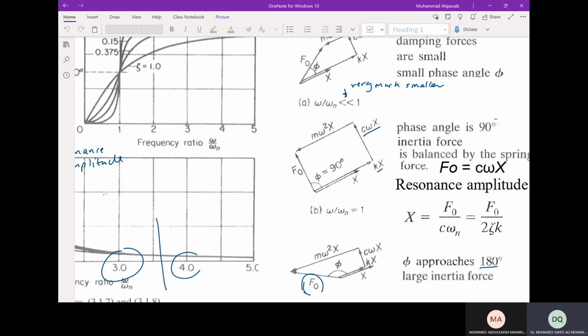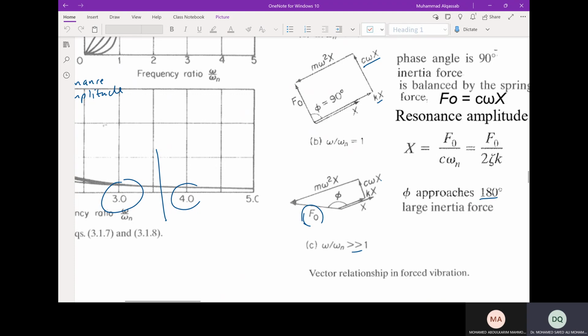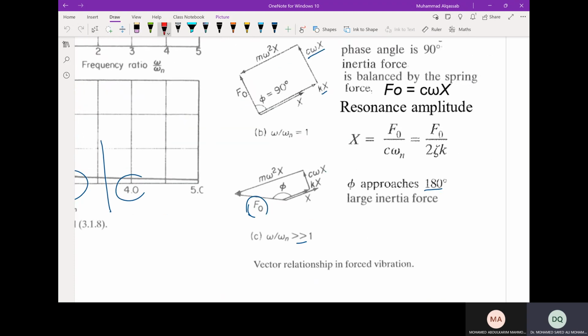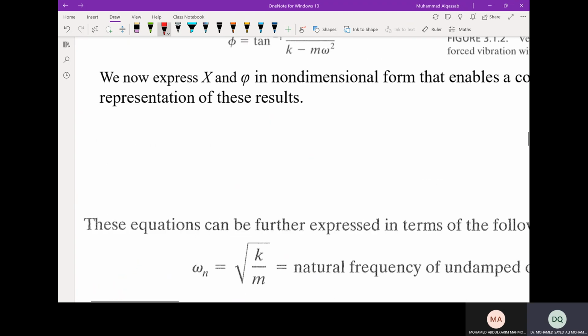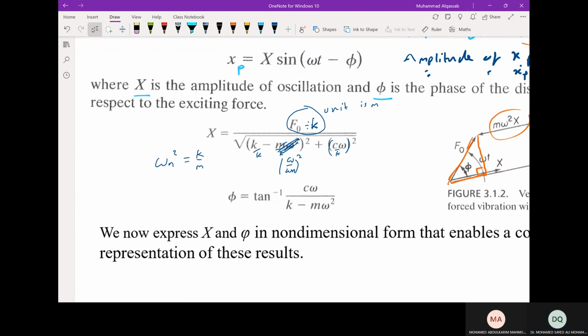At resonance, omega over omega n equal to 1, and you can substitute in the amplitude ratio to find what X is at resonance. So this is the resonance amplitude, or you can just call it X resonance, equal to F naught over C omega n. This is obtained by substituting in this equation, or even the equation before this. When omega equals omega n, this term will be 0, and then you will have X equal to F naught over C omega.